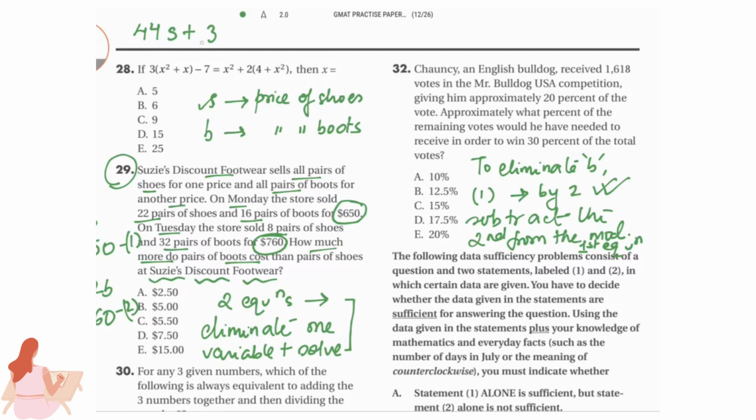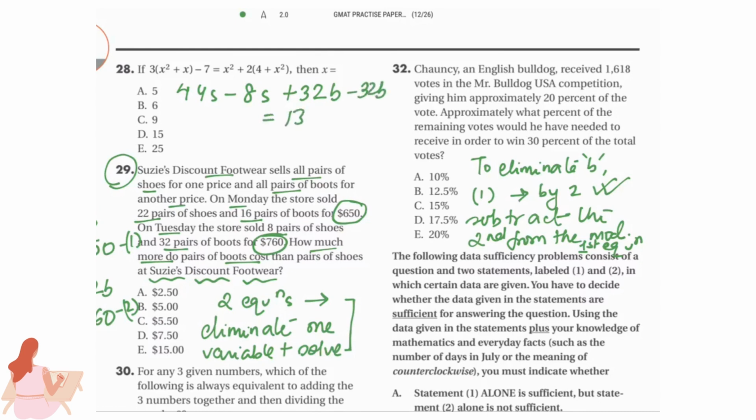Okay, I will give you the answer directly. So it will become, after all the multiplication and division, you will get 44s minus 8s plus 32b minus 32b, 1300 minus 760. So you can eliminate these two. So you will get 36s equal to 540. So you will get s is equal to 15.